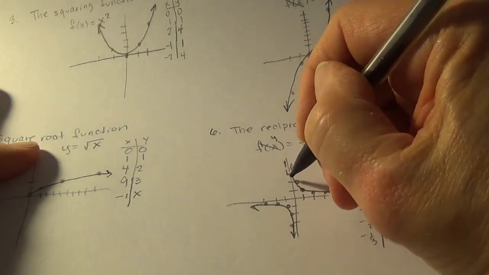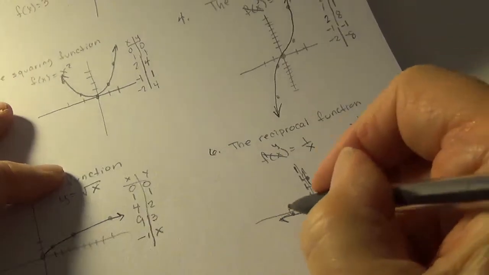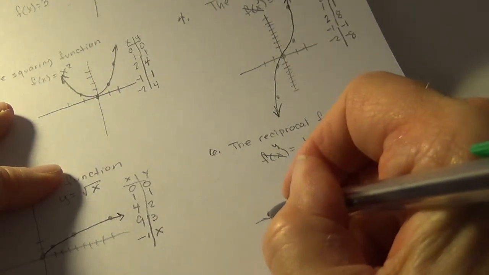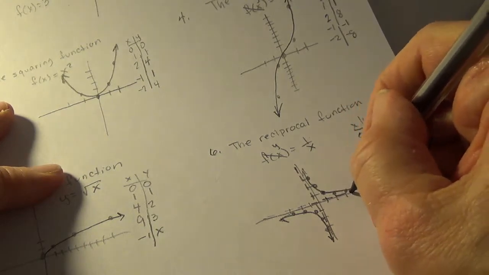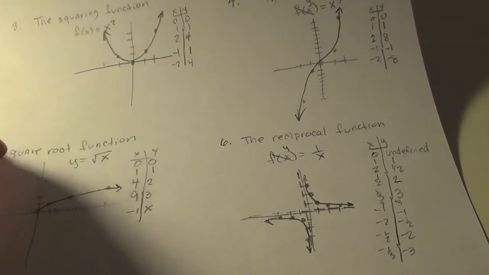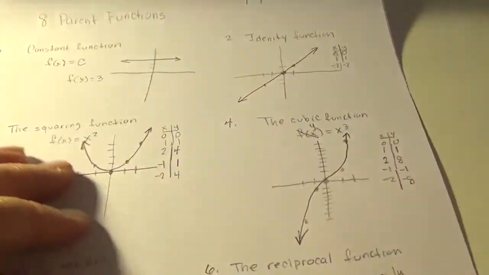These are actually asymptotes. The function will get closer and closer to the x and y axis, but never touch them. So we call them asymptotes. We put them in with dotted lines, dashed lines.